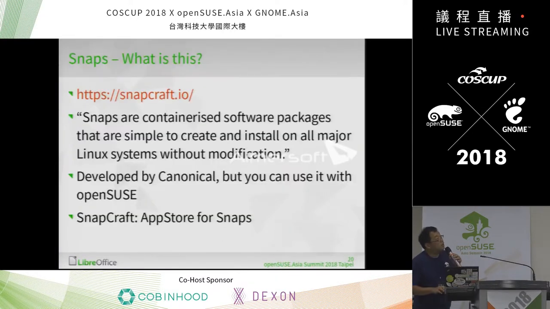Next, Snaps. You know Snaps? How many know Snaps? No? Snaps is also a similar packaging system provided by Canonical, the host company of Ubuntu. Snaps are containerized software packages that are simple to create and install on all major Linux systems without modification. It is developed by Canonical, but you can use it with openSUSE or any other Linux distribution. Snapcraft is the app store for Snaps, and this link is the Snapcraft link.